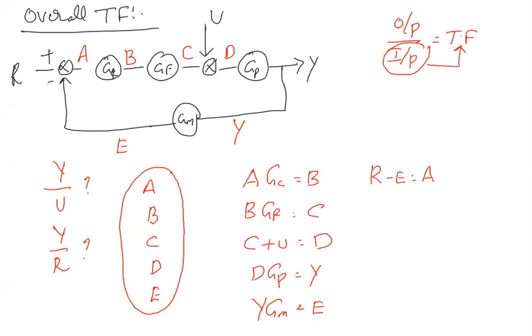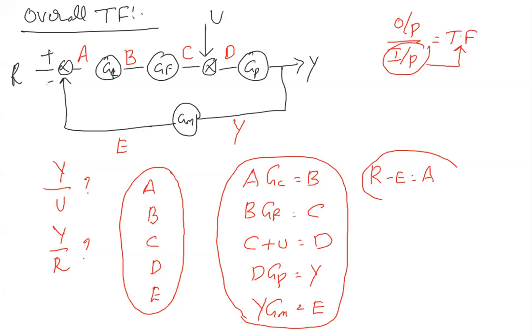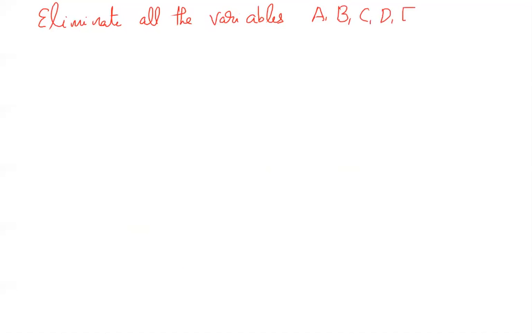So did everybody write these equations? All these equations? Then the next step is to eliminate all the variables A, B, C, D and E. Eliminate all these variables A, B, C, D and E. So how do you eliminate?